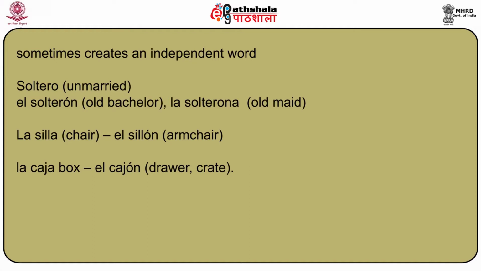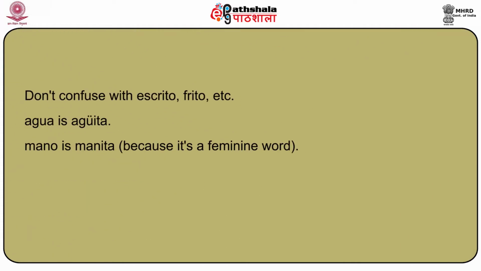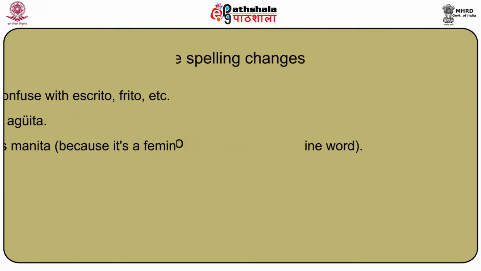La silla, chair, becomes el sillón, armchair. La caja, box, becomes el cajón, drawer or crate. So, do not confuse diminutive endings with the ito endings of some irregular past participles like escrito, frito, abierto, etc. Again, keep in mind that the diminutive of agua is agüita. The diminutive of mano is manita because it's a feminine word, las manos.